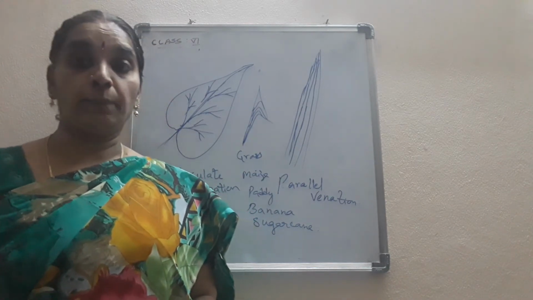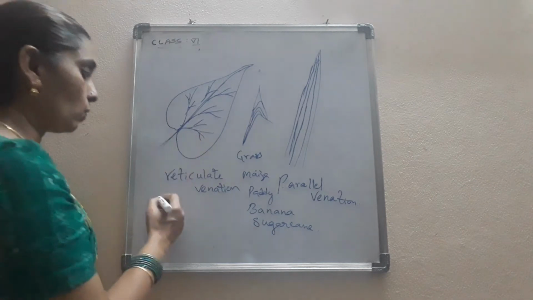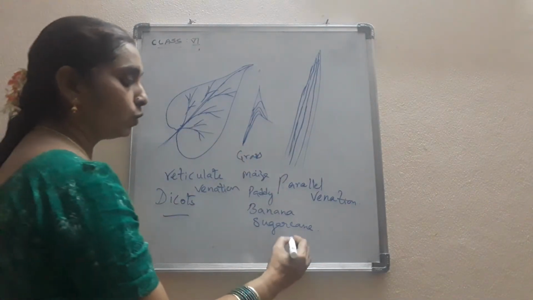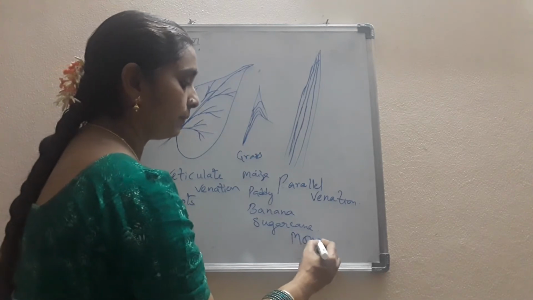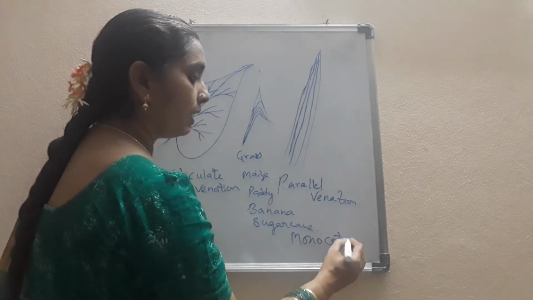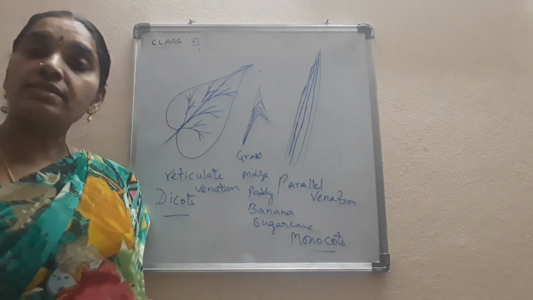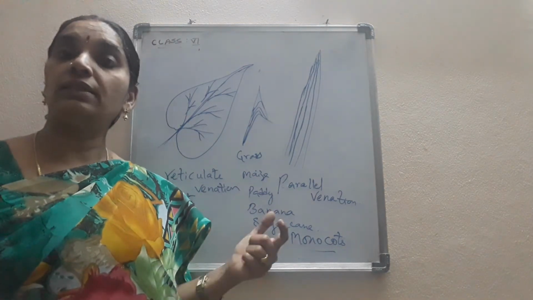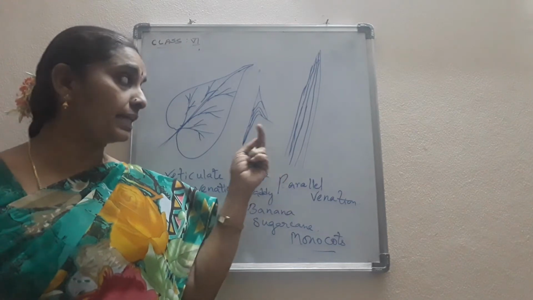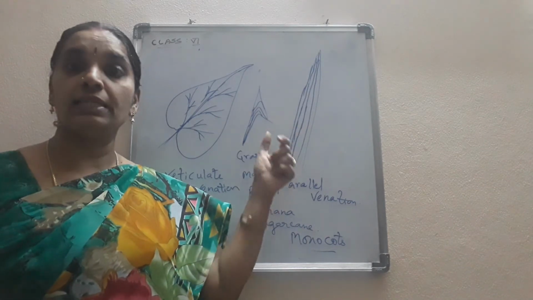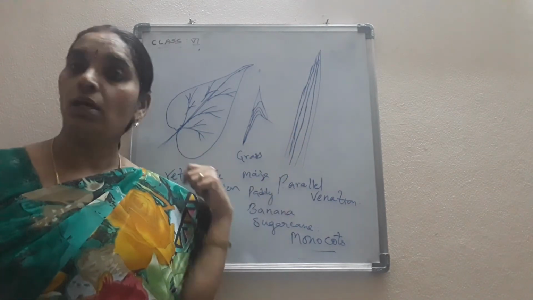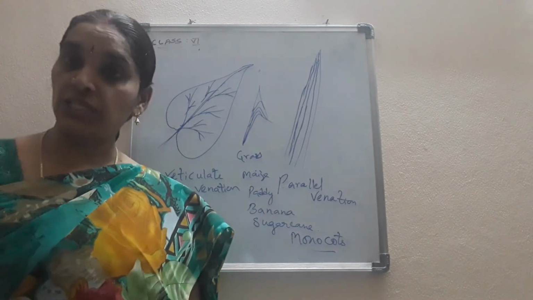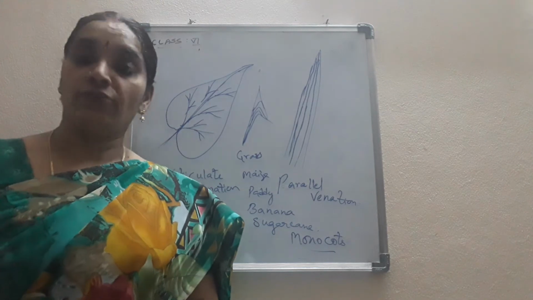Okay, children, generally the dicots have reticulate venation, and the monocots generally have parallel venation. So it's a simple way to identify, from the leaves, whether the plant is dicot or monocot. Is it clear, children? So that is about the venation and types of venation.